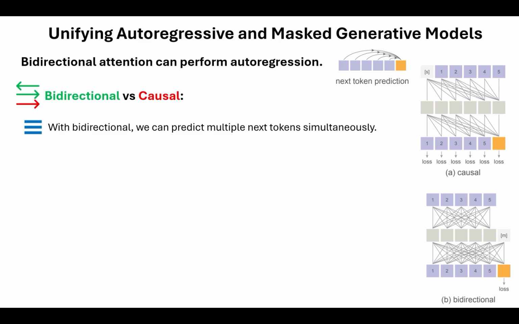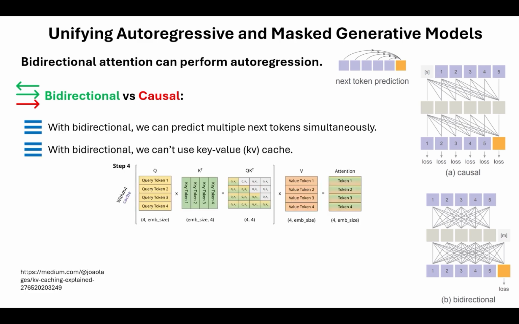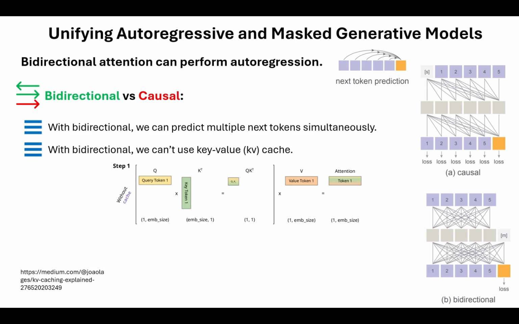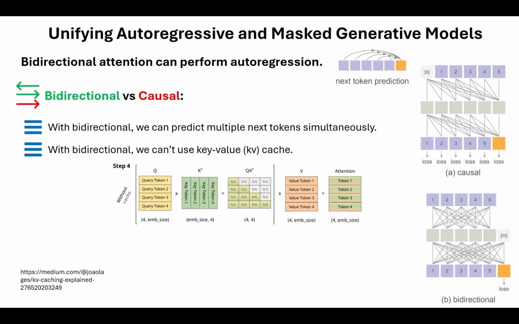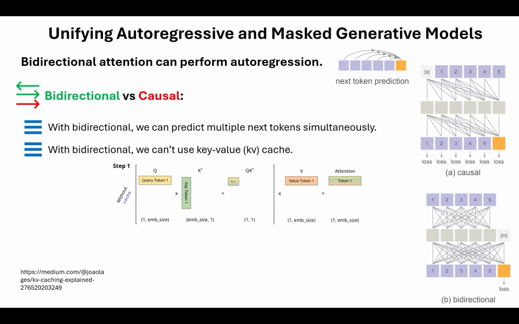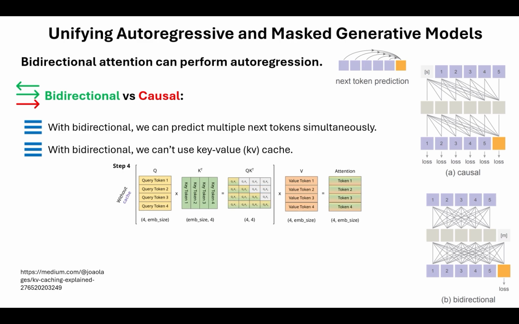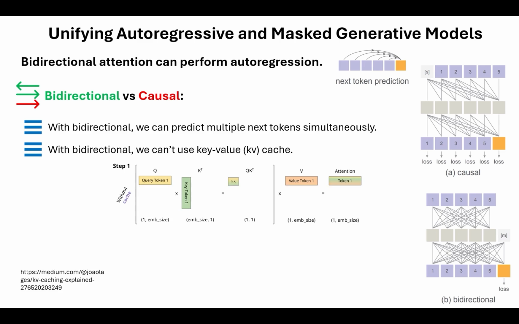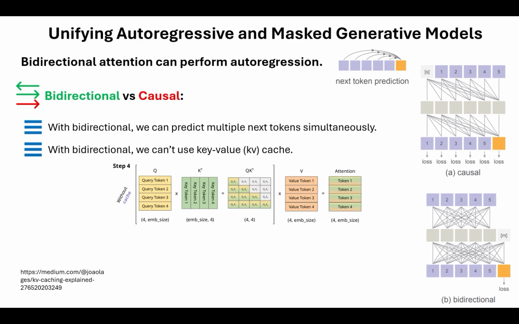The other difference is that with bidirectional, we cannot use the key value cache that we can have in causal ones. And if you don't know what KV cache is, just look at this GIF that I took from a Medium blog. As you can see, in different steps there are many repetitions, and the query, key, and value tokens from the previous tokens are computed exactly the same. I mean, at step 3, the key, query, and values of tokens 1 and 2 are exactly the same as they were in steps 1 and 2.